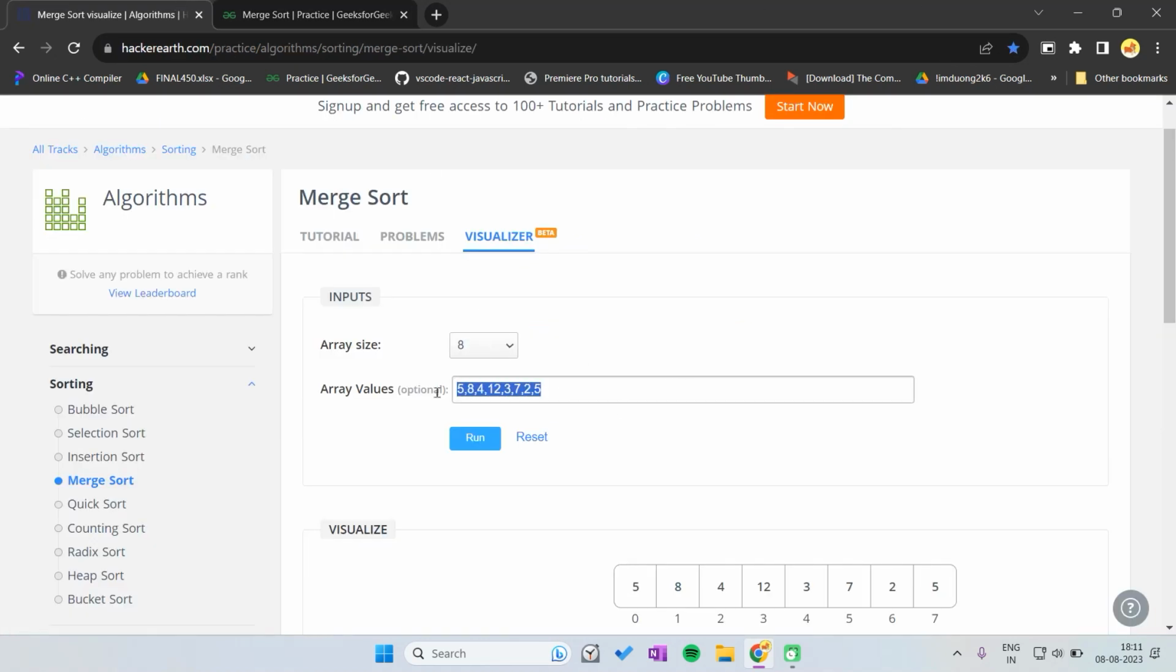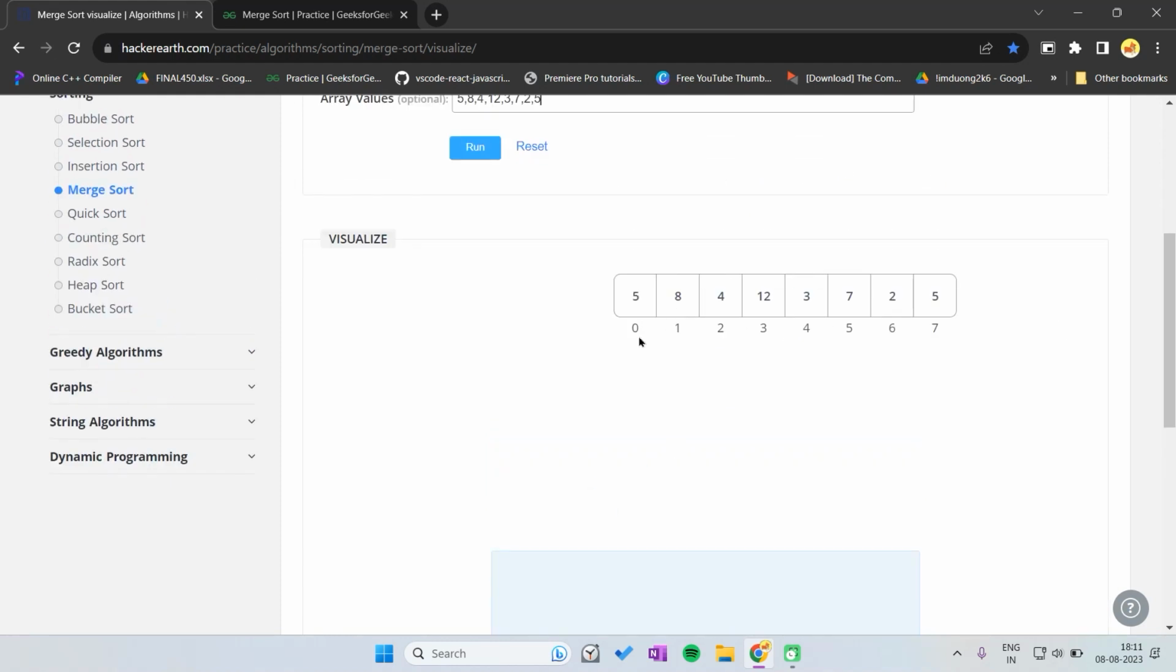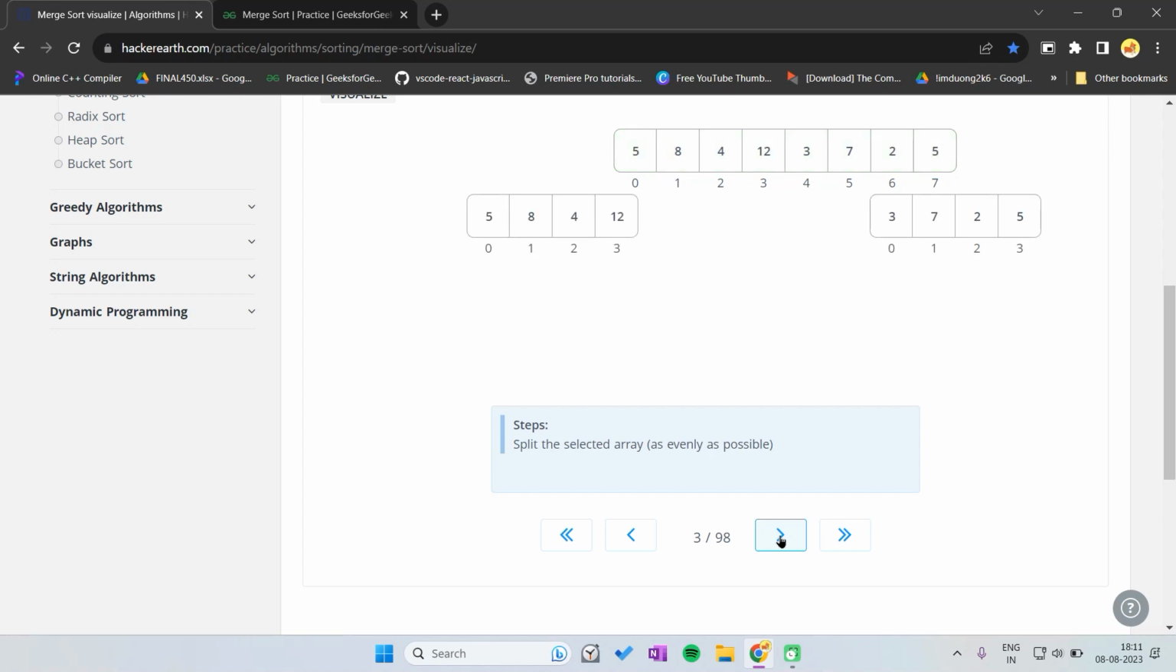This is an unsorted array, and this is the index of the array. First, we will divide the entire array into small parts. This is 5 8 4 12. This is L and R, and this is the midpoint. So we have divided L to mid as a single part, and mid plus 1 to R as another part. Then we have to divide this 5 8 and 4 12.